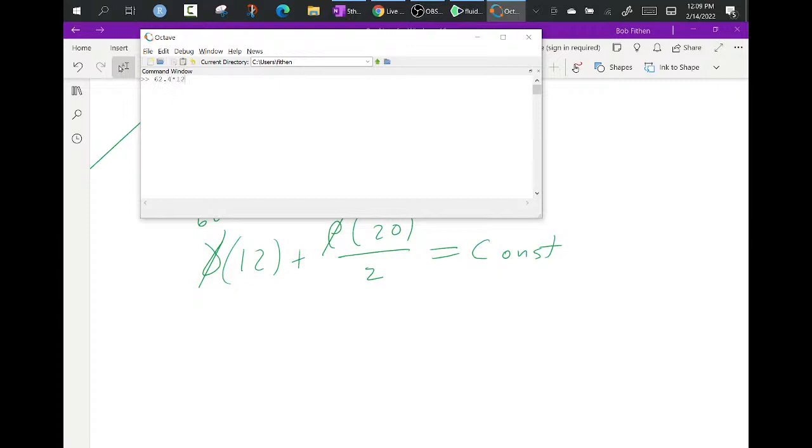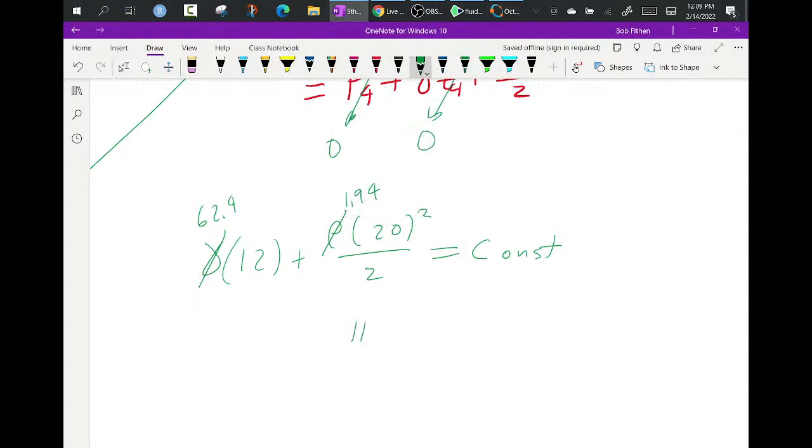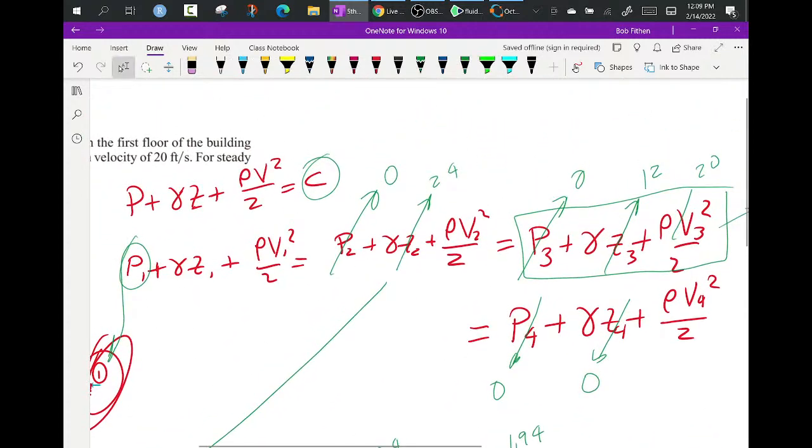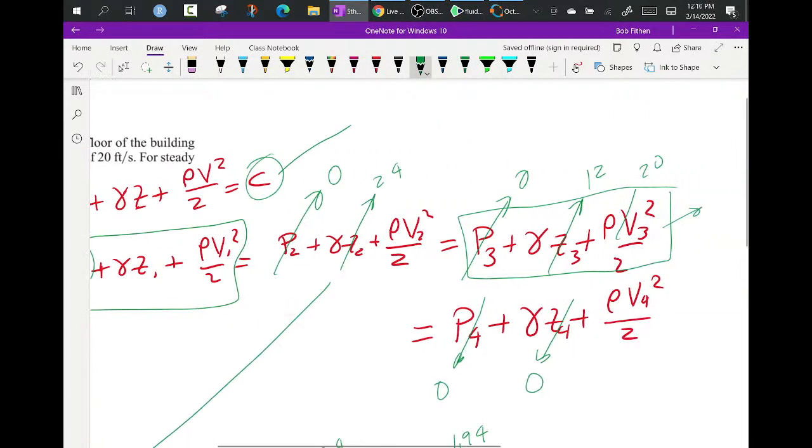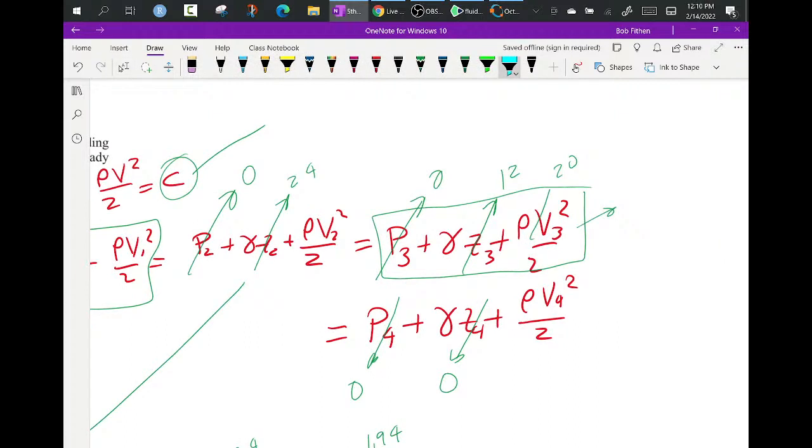62.4 times 12 plus 1.94 times 20 squared over 2 is 1136.8, which is equal to the constant. That's the constant that sits here. Now, he didn't ask us anything about 1, so I really don't care about that. But now, he wants to know the velocity at 4 and the velocity at 2.